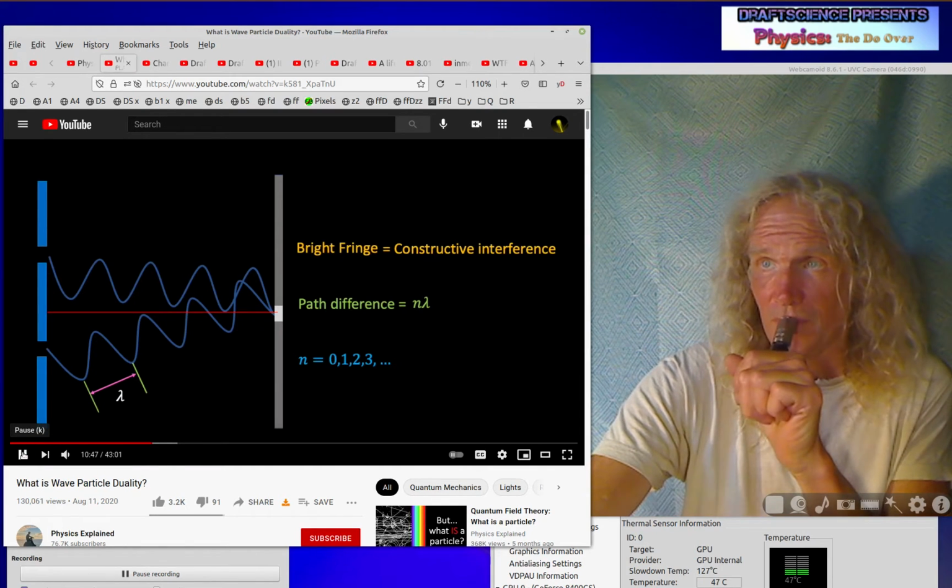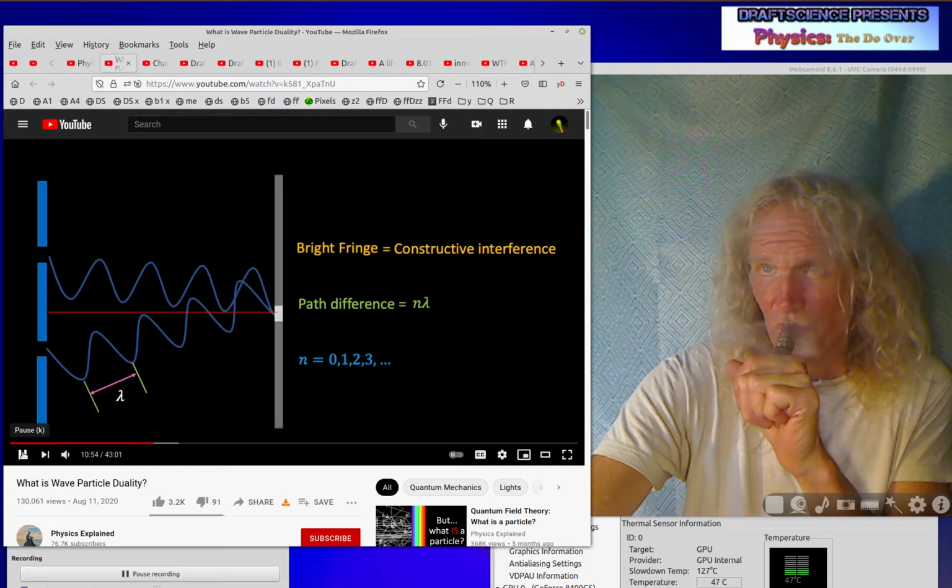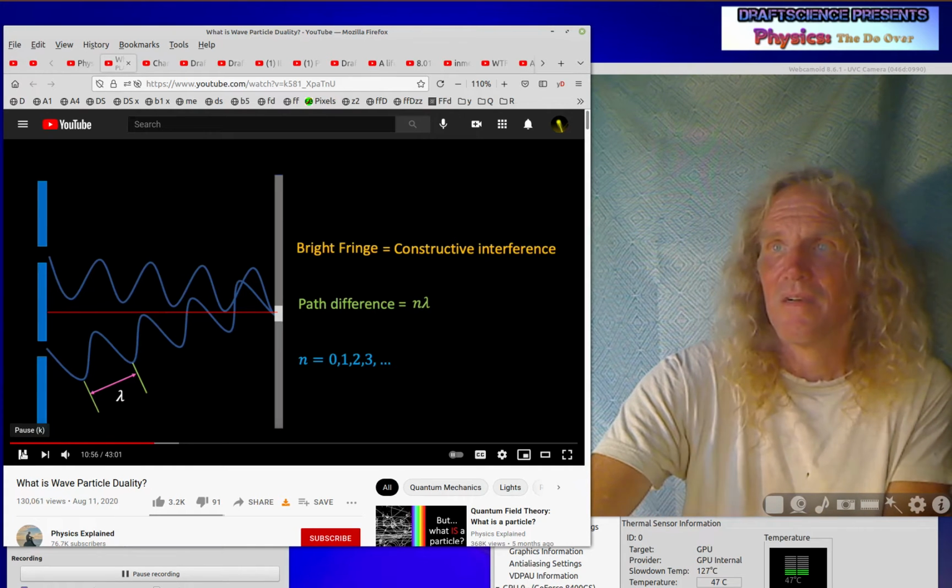Slits to the screen. Each slit is a different distance from a given point on the screen. Thus, different numbers of wavelengths fit into each path.